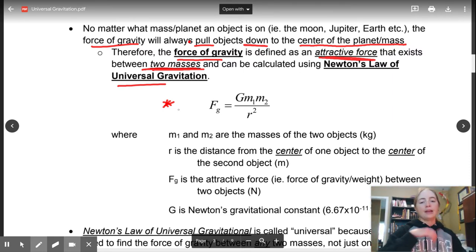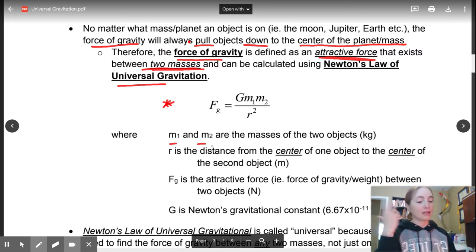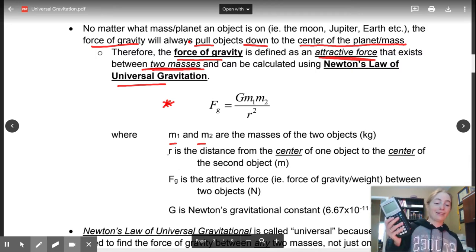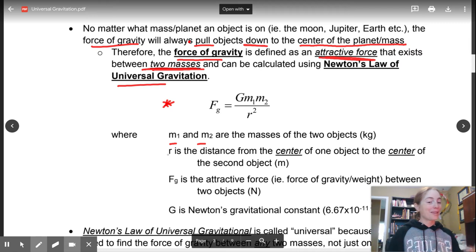Now, M1 and M2 are the masses of the objects. So this could be a spaceship and a planet, if a spaceship's orbiting the planet or what have you. This could be my calculator and my stylus. This could be any two objects. This could be me and my desk lamp, right?